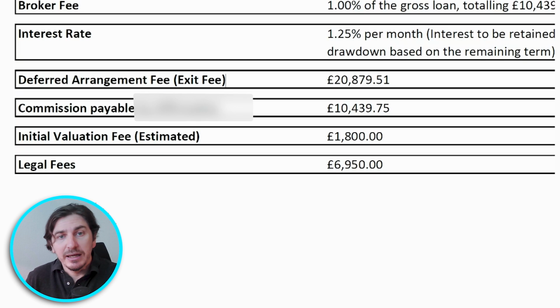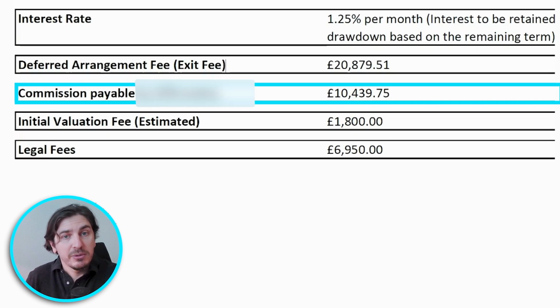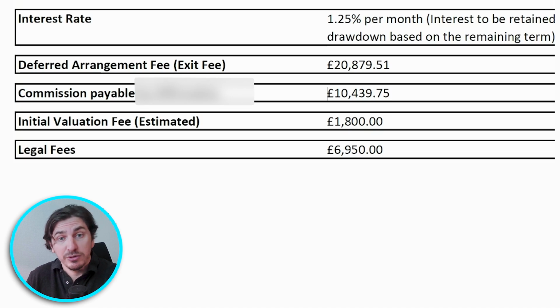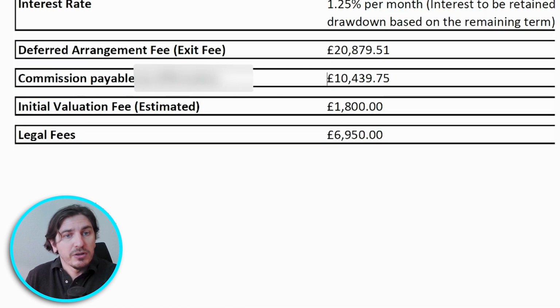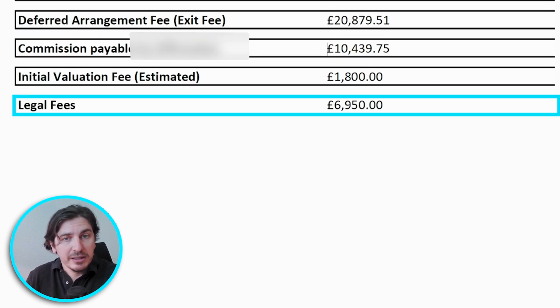Then a lot of the lenders will show a commission that is payable. So in this example, the commission payable by the lender is 10,439. So this will come out of the 2% arrangement fee typically. In this instance, the broker would get a total of nearly 20,000 or over 20,000. Then you've got the initial valuation fee, which is estimated to be 1,800, and then they've also included the legal fees for a deal of this size, which are 6,950.